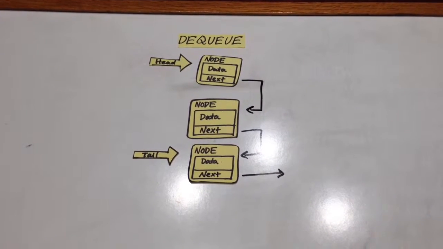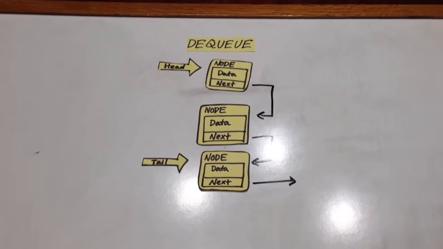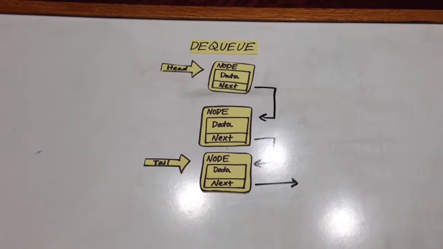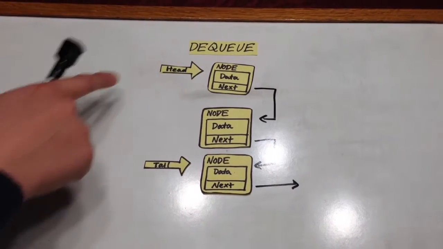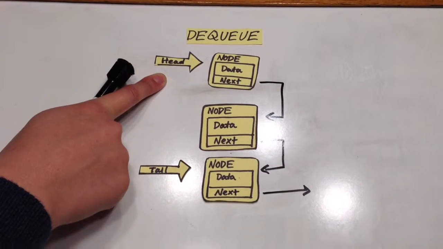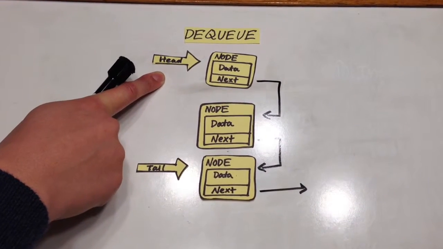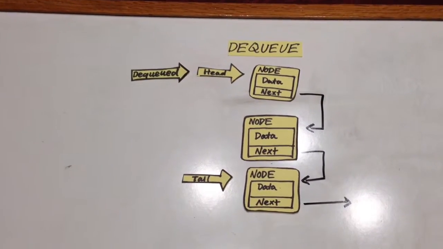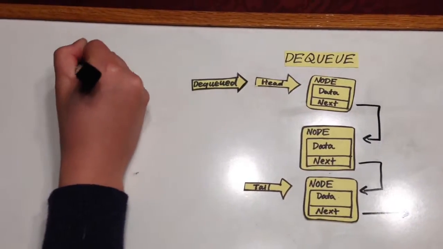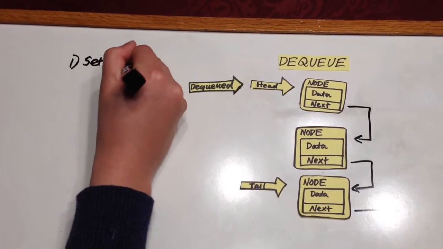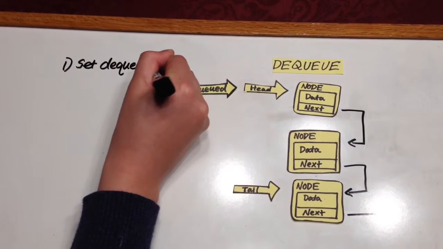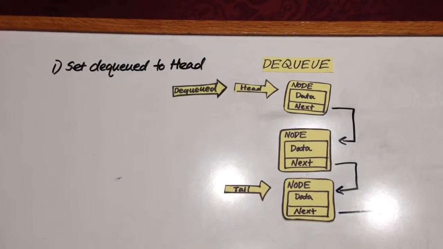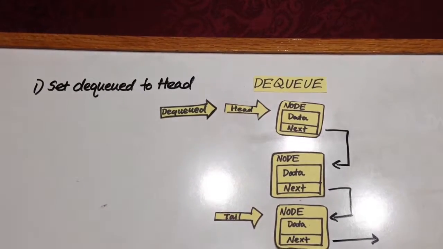So now I'm going to be dequeuing or removing nodes from this current queue. So in the queue, you remove items from the head of the queue. So instead of my temp node pointer from the enqueue, I'm going to be doing a dequeued pointer. So I'm going to set dequeued to head. And it's going to help point to which node I want to dequeue.